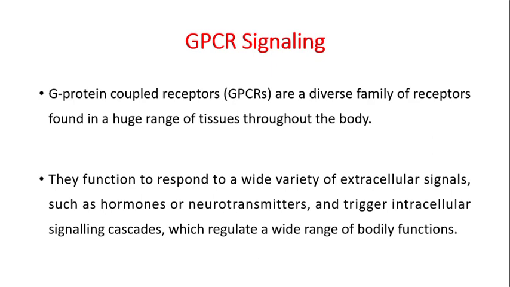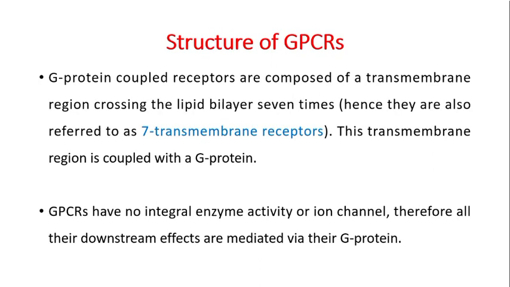You just watch it. G protein coupled receptors are a diverse family of receptors. They are found in a huge range of tissues throughout the body. They function to respond to a wide variety of extracellular signals. Actually, when our body reacts, it reacts with some signaling. So GPCR signaling is one of the very important pathways. It is activated by some hormones or neurotransmitters and triggers intracellular signaling cascades which regulate a wide range of body functions.